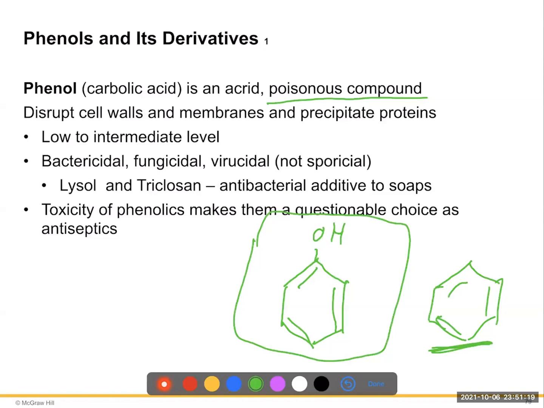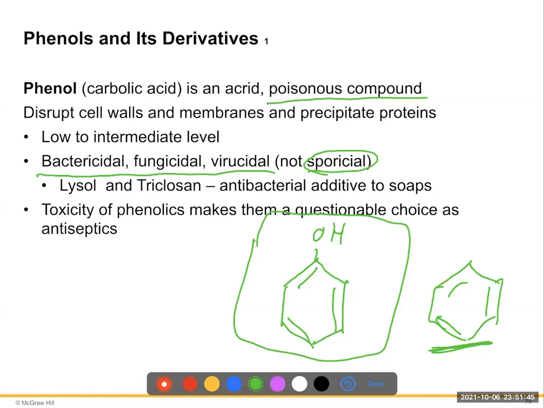So it has to be handled very carefully. What it does is disrupt the cell walls and membranes and precipitate proteins. So it acts on the proteins of those cell walls, opens them up, and causes the cells to leak. It's a low to intermediate level disinfectant. It's bactericidal, fungicidal, and virucidal, but does not kill spores. It kills your bacteria, your fungus, and your viruses, but does not kill the spores.